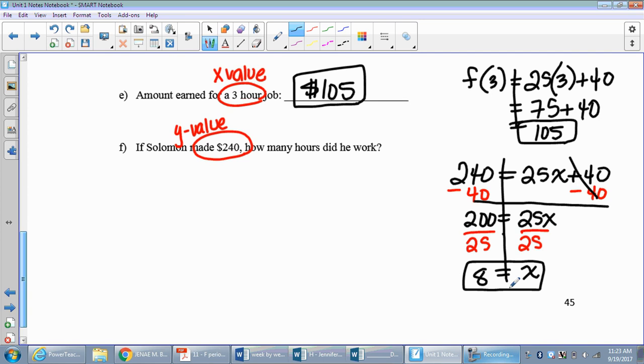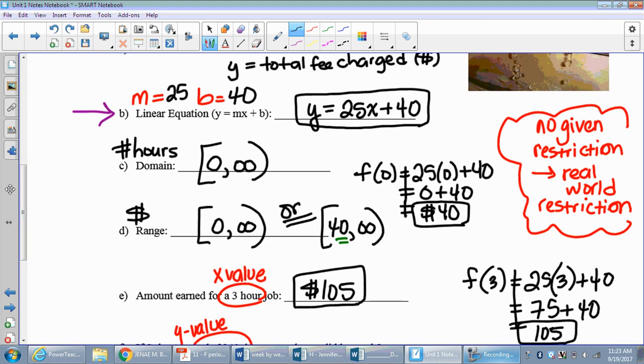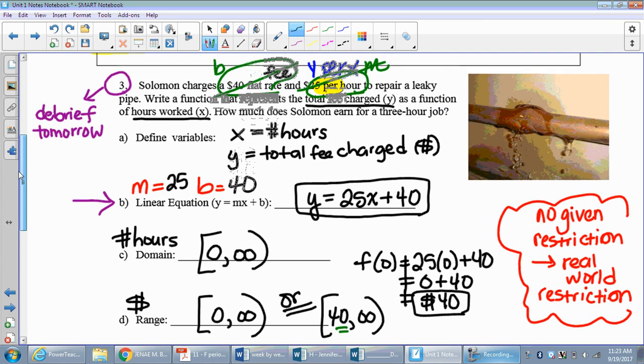Real world questions have real world answers. So if I'm not sure what the label is, notice you were asked to find how many hours. So 8 hours. That's it. So this is our first example, in the notes, of building our own model.